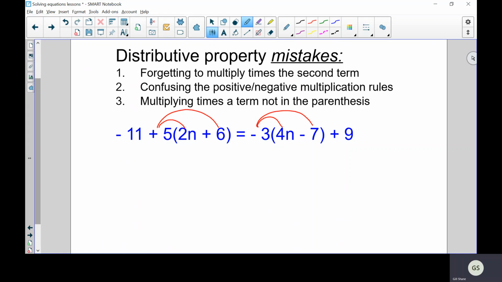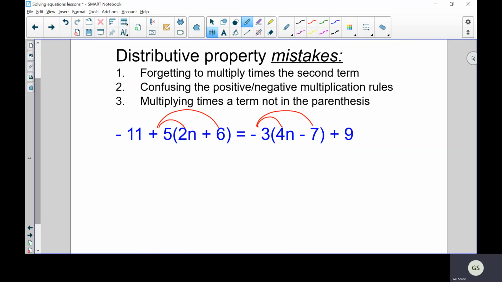Then the last thing, multiplying times a term not in the parentheses. It really wouldn't happen on this side. It's a mistake people make when they see a side like that. Sometimes people get so excited about multiplying this -3 or whatever the number is, they multiply it times that 9. That 9 is not part of the parentheses. It's a separate term being added on at the end. So we don't multiply the -3 times that 9.